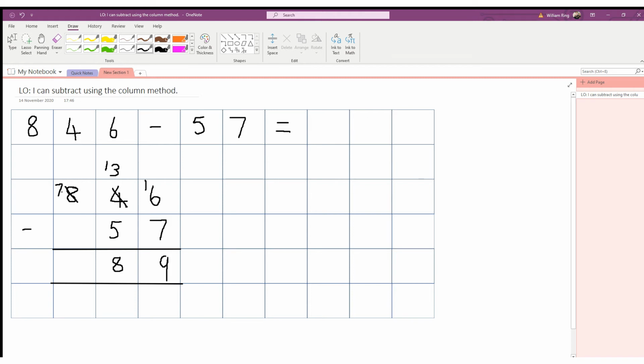And finally, I need to do my subtraction for the hundreds column. So 700 take away 0 is 700. So the answer is 789, which I can put here at the end of my question.